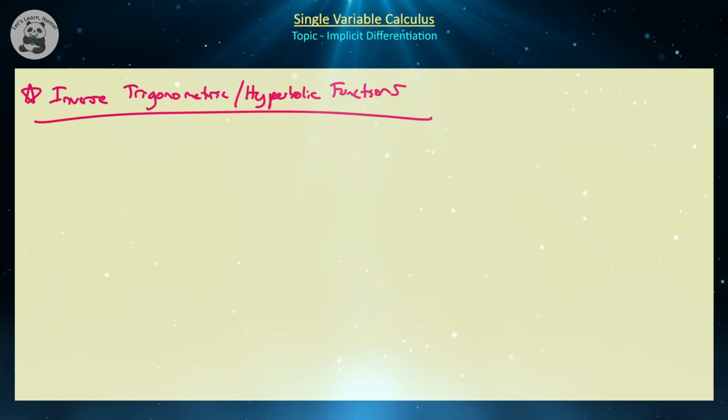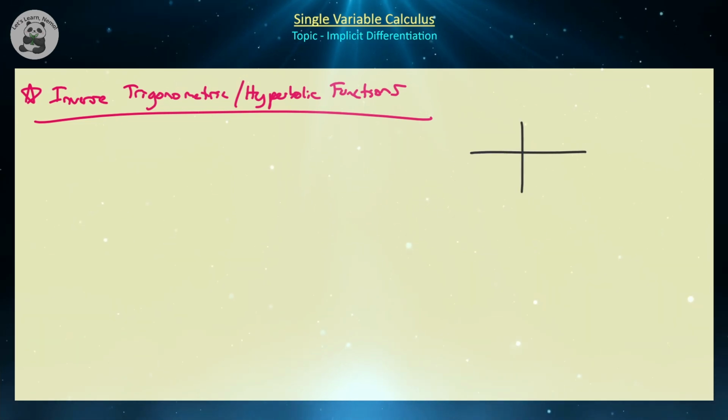Now that we have the basics of implicit differentiation discussed, let's introduce several of the other rules that actually come as a result from implicit differentiation. One of the more common ones would be inverse trigonometric and inverse hyperbolic functions and their derivatives. In case you don't know what an inverse trigonometric function is, let's just go over the basics.